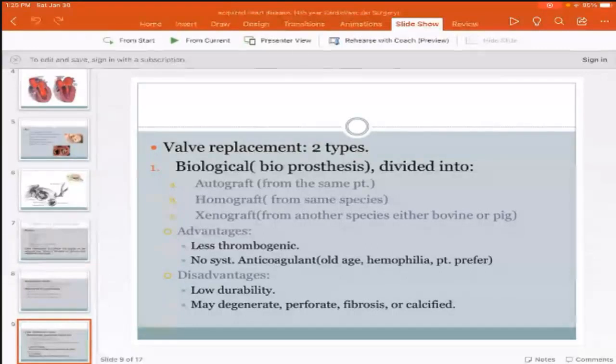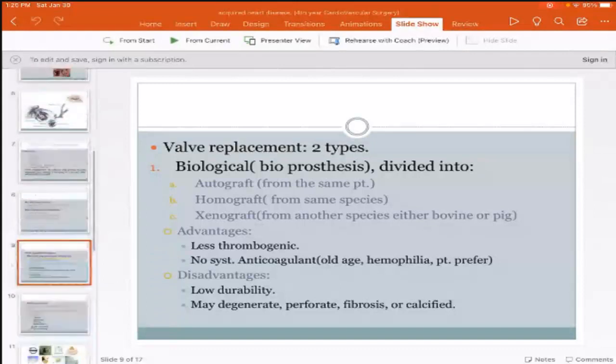The disadvantage of the biological valve compared with the mechanical one is low durability. It will be damaged after 8 to 10 years, and it should be replaced, maybe due to degeneration, perforation, fibrosis, or calcification.